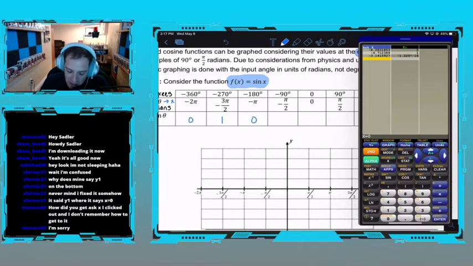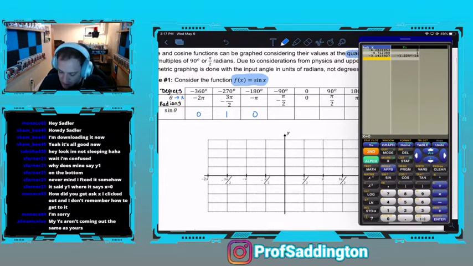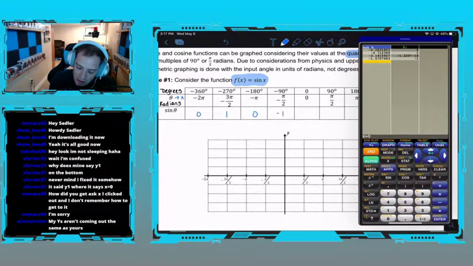So I'm just going to keep going. Next one's going to be negative pi over 2. Just remember, you guys can't type in fractions. You just have to type it in with the division sign. I type that in and I get negative 1.